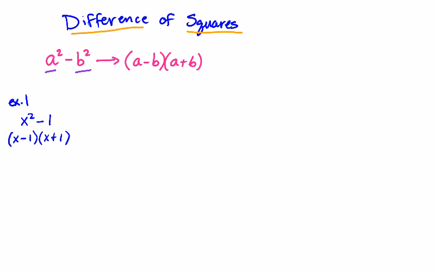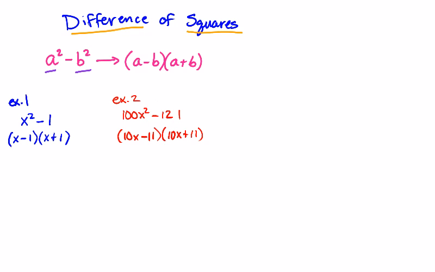But let's make it a little more exciting. Let's make it 100x squared minus 121. Now it's got a lot of numbers going on, but finding a and b is going to be the same way. We square root 100x squared in our mind, which gives us 10x, and then square root 121, which gives us 11. So 10x minus 11, and 10x plus 11, just like the formula says.